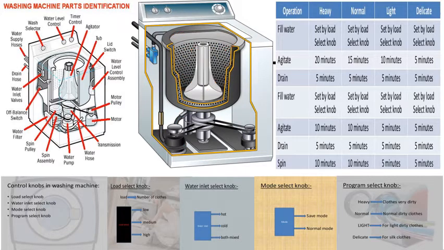The final knob is the mode select knob. The washing machine can be operated in save mode or normal mode. In save mode, the machine can be used to save detergent. After washing a lot of clothes, the user should take the clothes out of the machine, put in another lot of clothes and restart the machine.